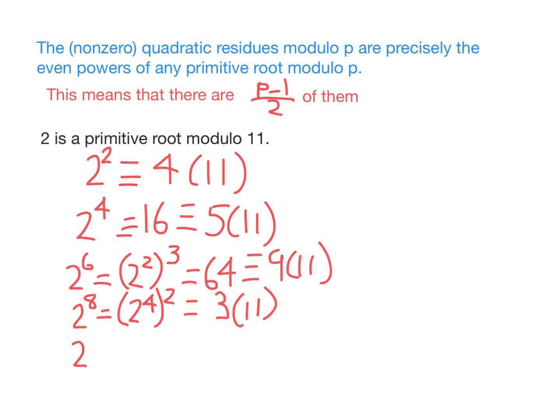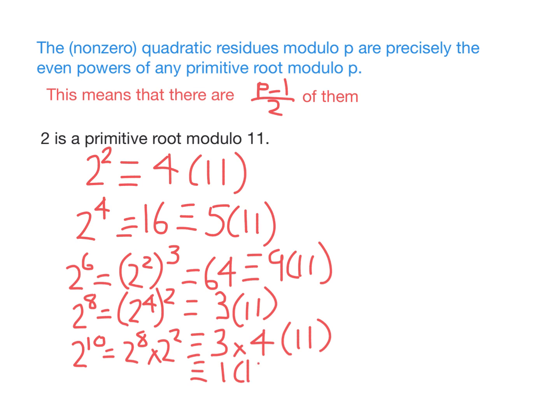So last one is 2 to the power of 10. There's a few ways you can get it. You might just get it by doing 2 to the power of 8 times 2 squared. However you want to get it is fine. 2 to the power of 8 was equivalent to 3 mod 11. 2 to the power of 2 was equivalent to 4 mod 11. And so 3 times 4, which is 12, is equivalent to 1 mod 11. Remember that when working modulo p, any non-zero number to the power of p minus 1 is always equivalent to 1 mod 11. 1 is always a quadratic residue.